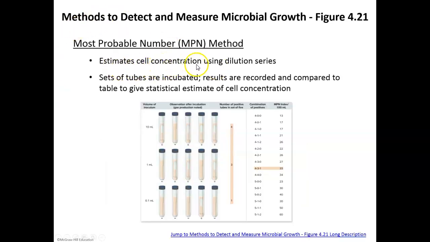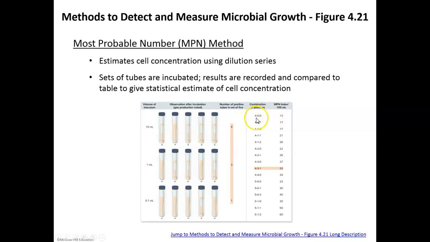Most probable number is an estimate. So this is going to be an estimate of a larger number. You're going to take multiple tubes, incubate them, and record the number of organisms based on the amount of gas or the amount of byproducts produced. So here we have 4 gas bubbles, and so with that you're going to look over here, combination of positives.